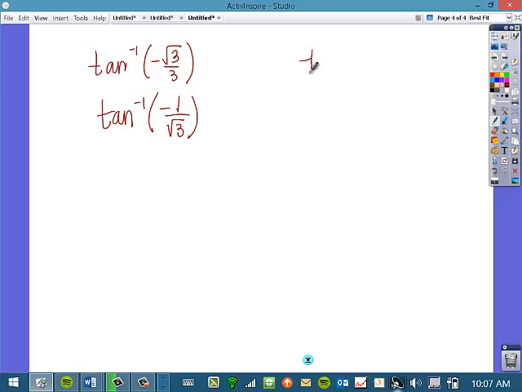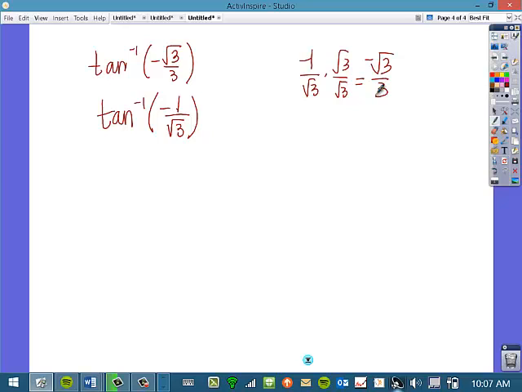All right, next one. Tan inverse, also the same thing as arctangent, of negative √3 over 3. Well, the first thing we want to do is, quote, unrationalize this. This is the same thing as negative 1 over √3. If you don't believe me, take negative 1 over √3 multiplied by √3 over √3, and you get negative √3 over 3. So these are the same thing.